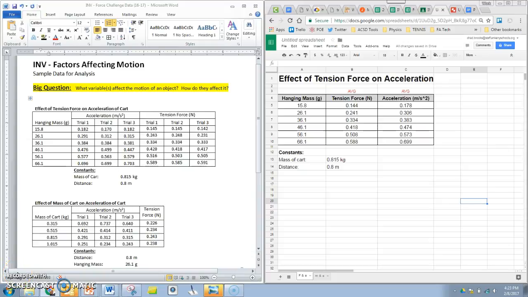Hi everybody. We're going to analyze some data together. This data is data that your physics teachers collected together to help us think through how we would analyze the data as a model for you.